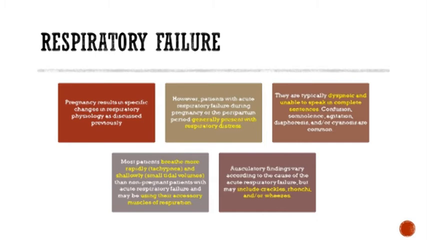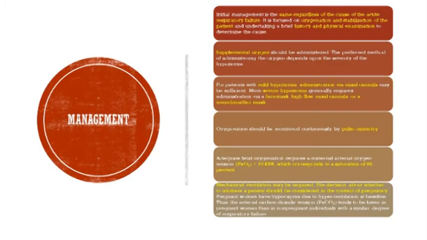Most pregnant patients will breathe more rapidly and shallowly than non-pregnant patients with acute respiratory failure, and may be using the accessory muscles of respiration. Auscultatory findings vary, but may include crackles, rhonchi, or wheezes. The initial management is the same regardless of the cause of the acute respiratory failure. It's focused on oxygenation and stabilization of the patient, and undertaking a brief history and examination to determine the cause.